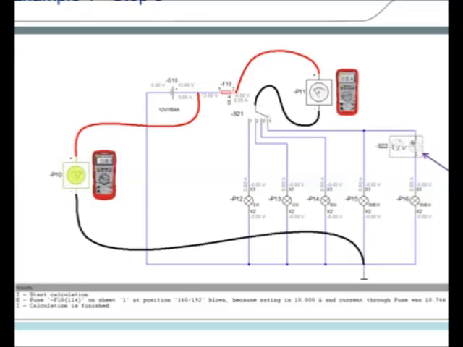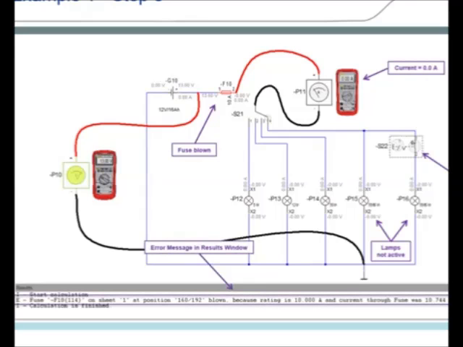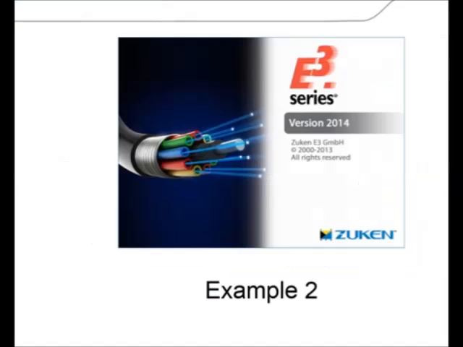Now we have switch S22 closed. As a result of closing S22, fuse F10 has blown, shown in red color. Lamps -P15 and -P16 are not active anymore. Because fuse F10 has blown, there is a break and therefore we have no current. And in the result window there is an error message showing the reason why fuse F10 has blown. There was a current of 10.744 ampere, and that's too much for a 10 ampere fuse.